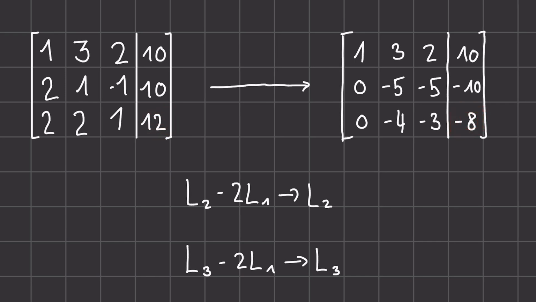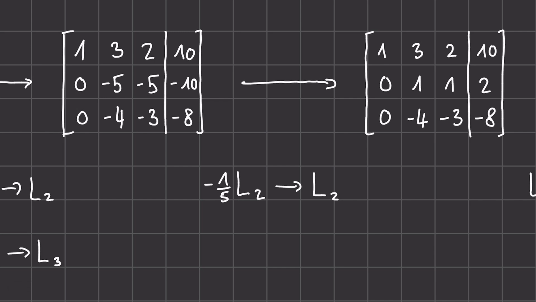Now this was our first step, and now we have these zeros down here. Next, we will multiply this row in order to get a 1 here. In this case, we multiply this row by negative 1/5.